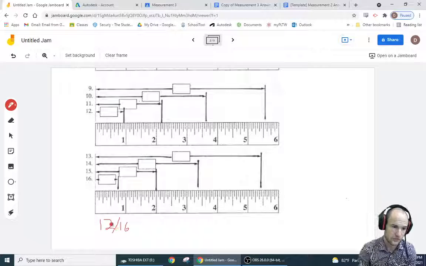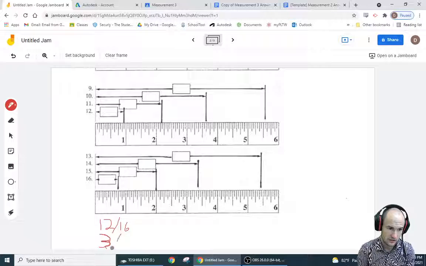These are both even numbers, so they need to be reduced. Now I happen to know the greatest common factor here is 4. So 12 divided by 4 is 3, and 16 divided by 4 is 4. So this one here would be 3/4.